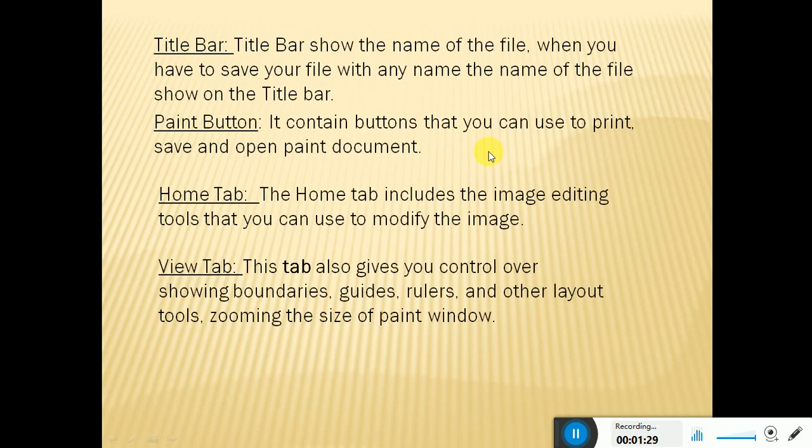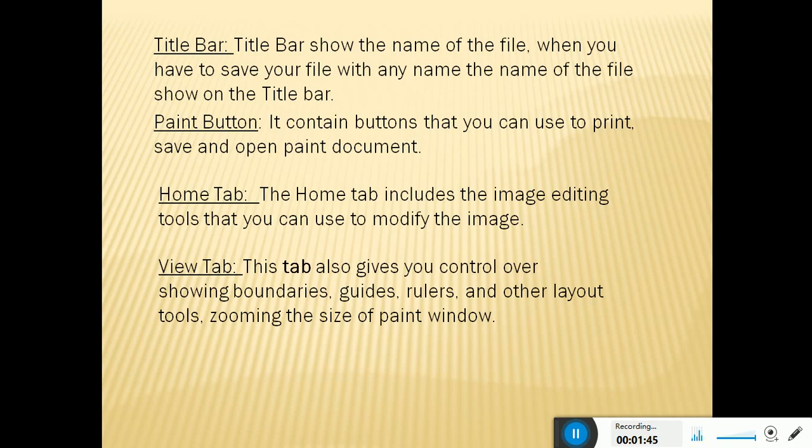Now the first one is title bar. Title bar shows the name of the file. When you save your file with any name, the name of the file shows on the title bar. Title bar is the topmost part of the Paint window.